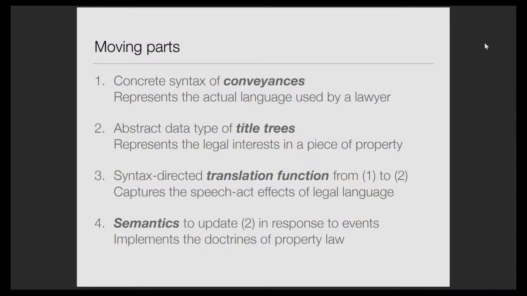And finally, we have a semantics that updates the title tree over time based on events that happen. So if you have a title tree that says "to A while they're alive and then to B after A's death," and you have the event "A dies," it will update and simplify to simply "B owns the property." And that's really the core of the formalization: having a data structure that updates in response to external events. That way, a data structure plus a history of events can spit out the answer of what the ownership looks like at the end of that chain of events. And almost all of the actual legal doctrines of property law are in there.